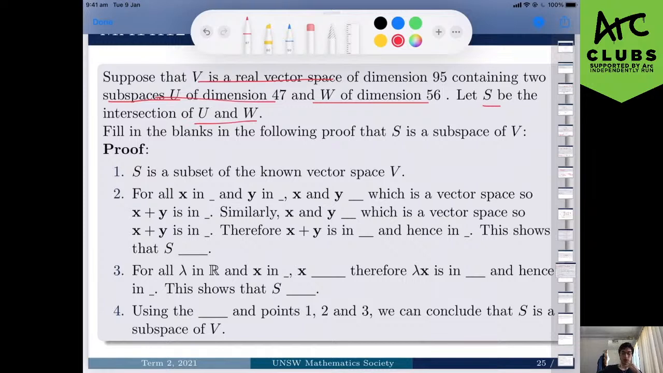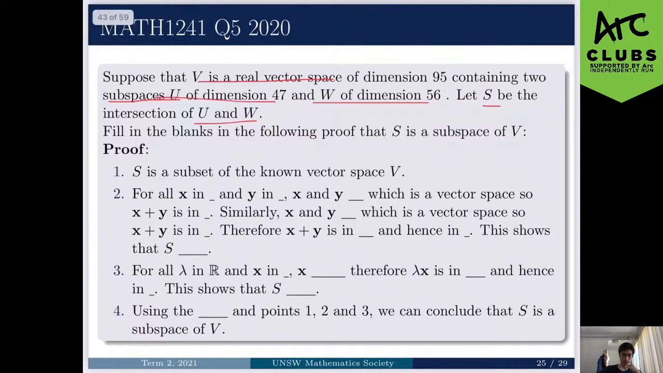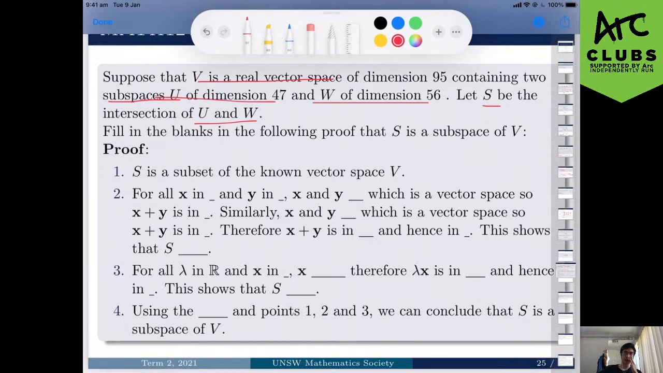In the question, this was last year, I think, 1241 Q5 2020, it asks you to prove that the intersection is a subspace. I think there's actually a problem in the course notes that goes through proving that an intersection of any two subspaces will be a subspace. But let's just do it. So for all x in S. We're proving that S is a subspace, so we're showing that it's closed under addition and multiplication.